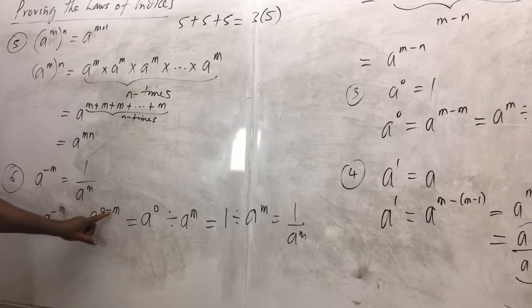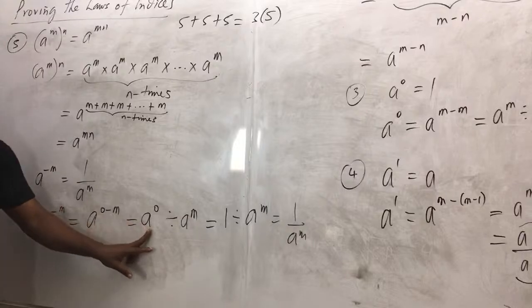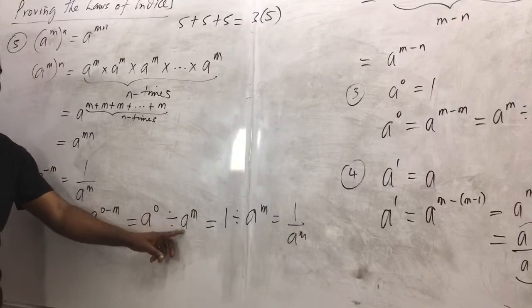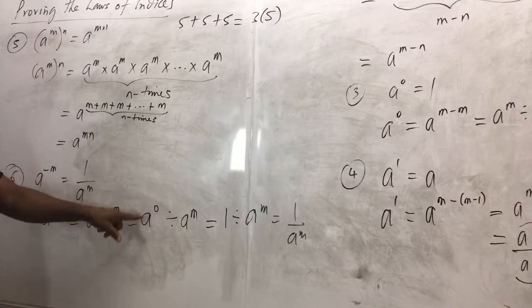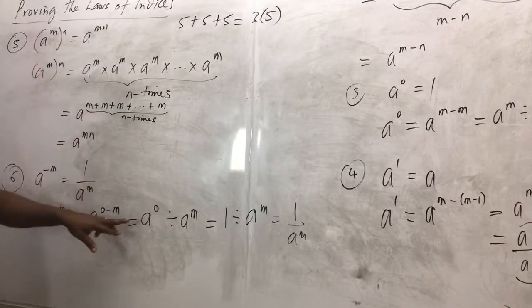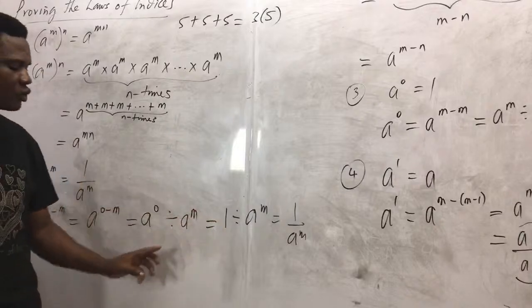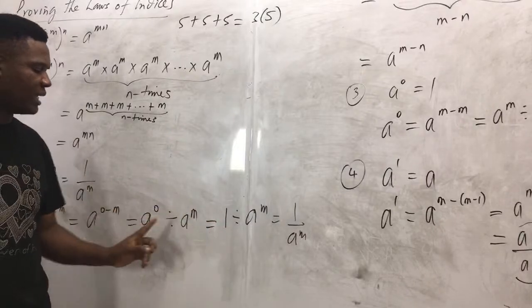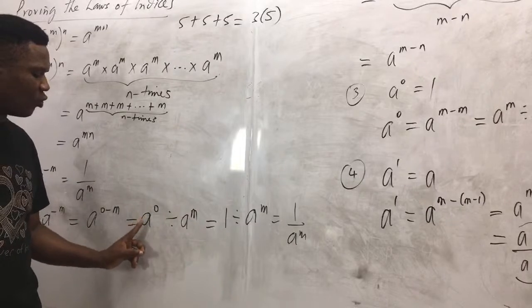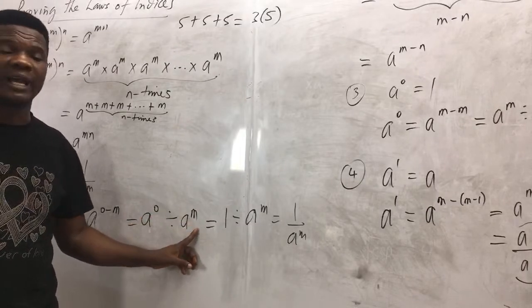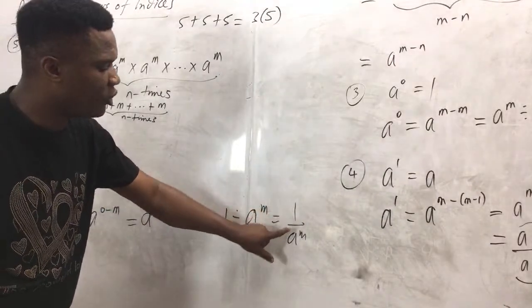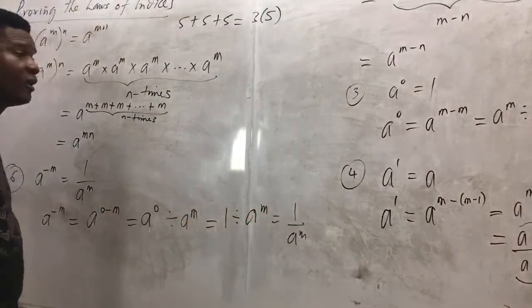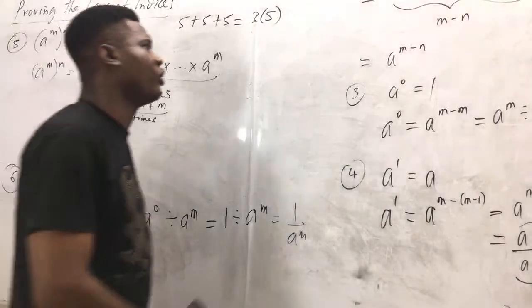So a raised to the power 0 minus m can be expressed in the subtraction law as a raised to the power 0 divided by a raised to the power m. So that's what I've done here. But according to the zero power law we have stated earlier and proved earlier, a raised to the power 0 is 1. So if we replace this with 1, then it now implies 1 divided by a raised to the power m, and that gives you 1 over a raised to the power m. And that proves law number 6. So let's go to law number 7.